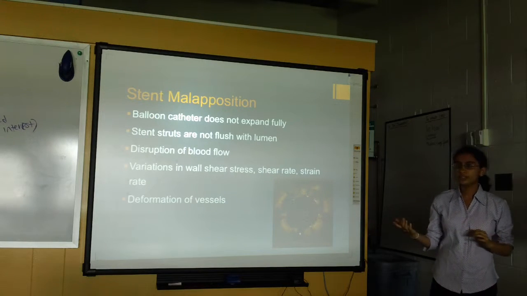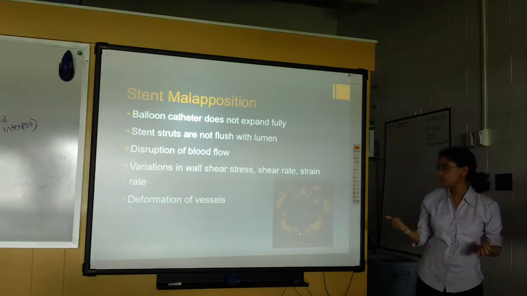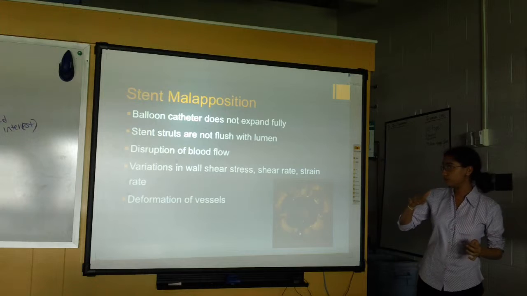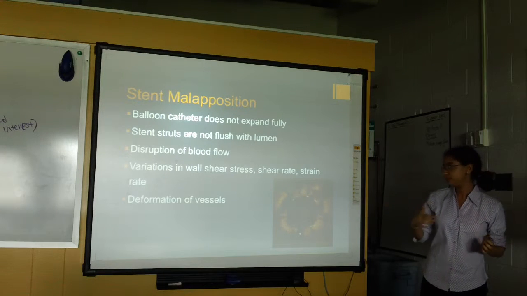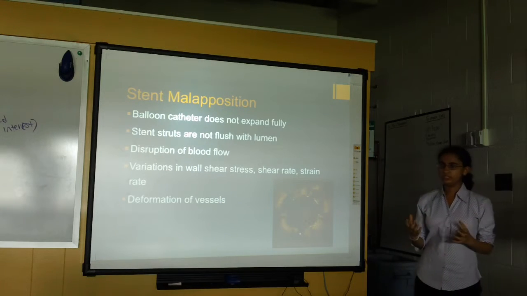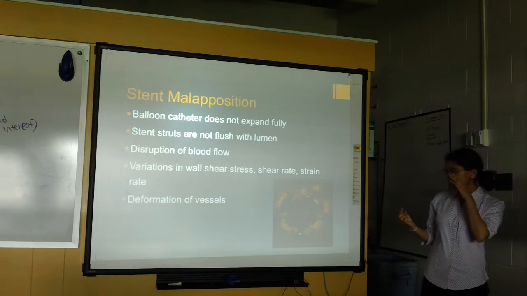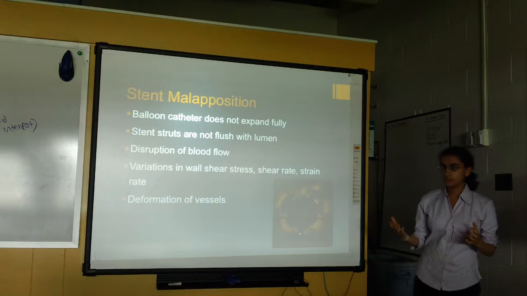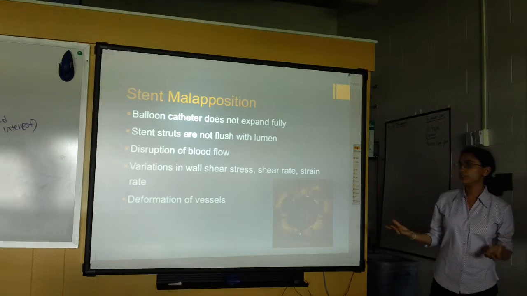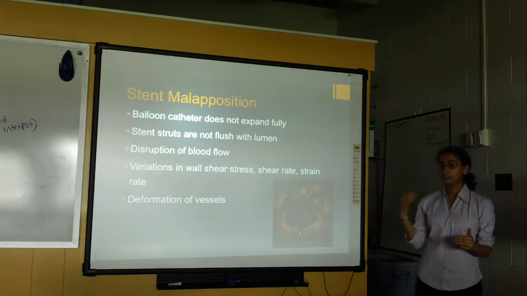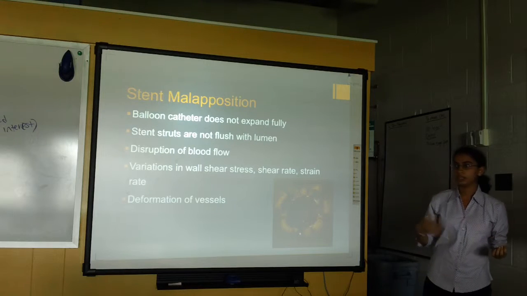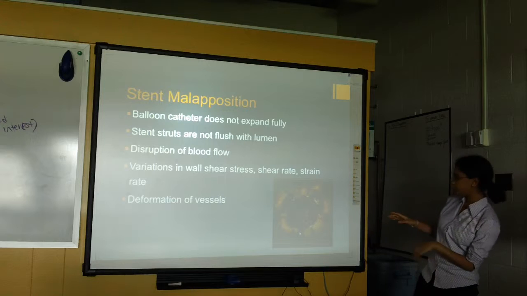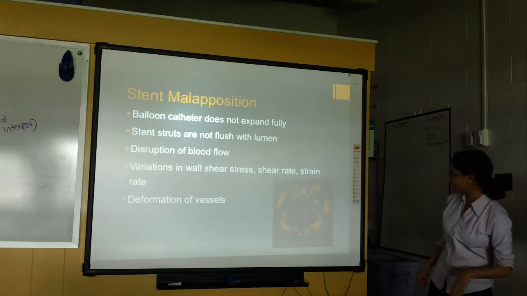So that will create variations in a whole bunch of different forces. The wall shear stress, which is basically a frictional force between the blood and the vessel wall, the shear rate, which is that over time, and the strain rate, which is the rate of deformation of the vessels. So it obviously has a lot of different mechanical effects on the vessels. We're trying to see if that has a correlation to the biological effects that we're seeing that cause restenosis and thrombosis. And if you look at the picture, you can see, I tried to pick one that had a lot of malposition in it.